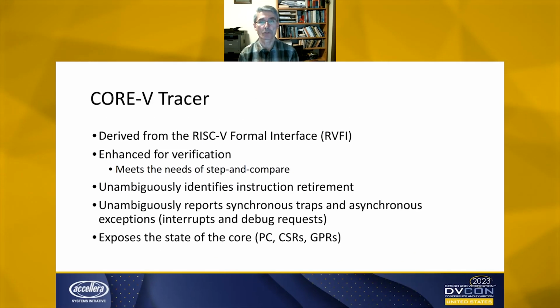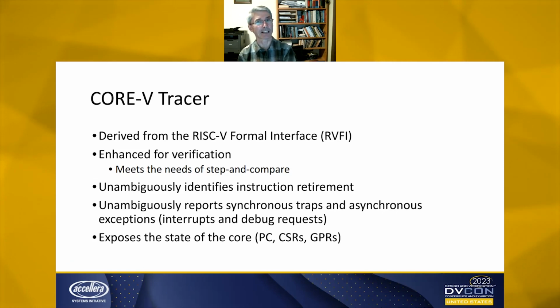I want to talk about the Core 5 tracer. The Core, once again, remember I said, if you see Core 5 in front of anything, it means it's an open hardware artifact. The Core 5 tracer is a straight line derivative of the RISC-V formal interface, the RVFI. It's been enhanced for the needs of simulation verification, most specifically the needs of the step and compare methodology that we've been discussing. The big thing that it does here is it unambiguously defines when an instruction is retired.